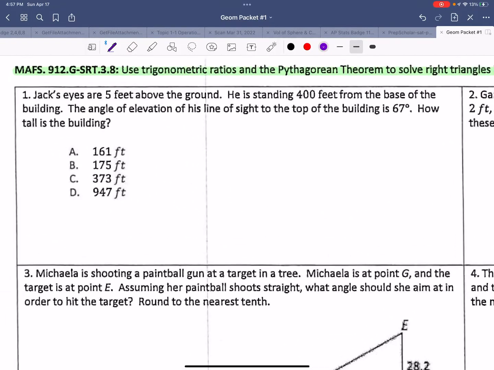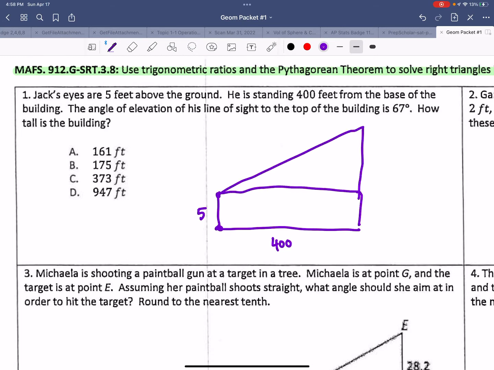Here it says Jack's eyes are 5 feet above the ground. He is standing 400 feet from the base of a building. The angle of elevation of his line of sight to the top of the building is 67 degrees. How tall is the building? Well, the building is this whole thing. So the building is x plus 5. Okay, so let's go ahead and solve for x, and then we'll add 5 to get our building.